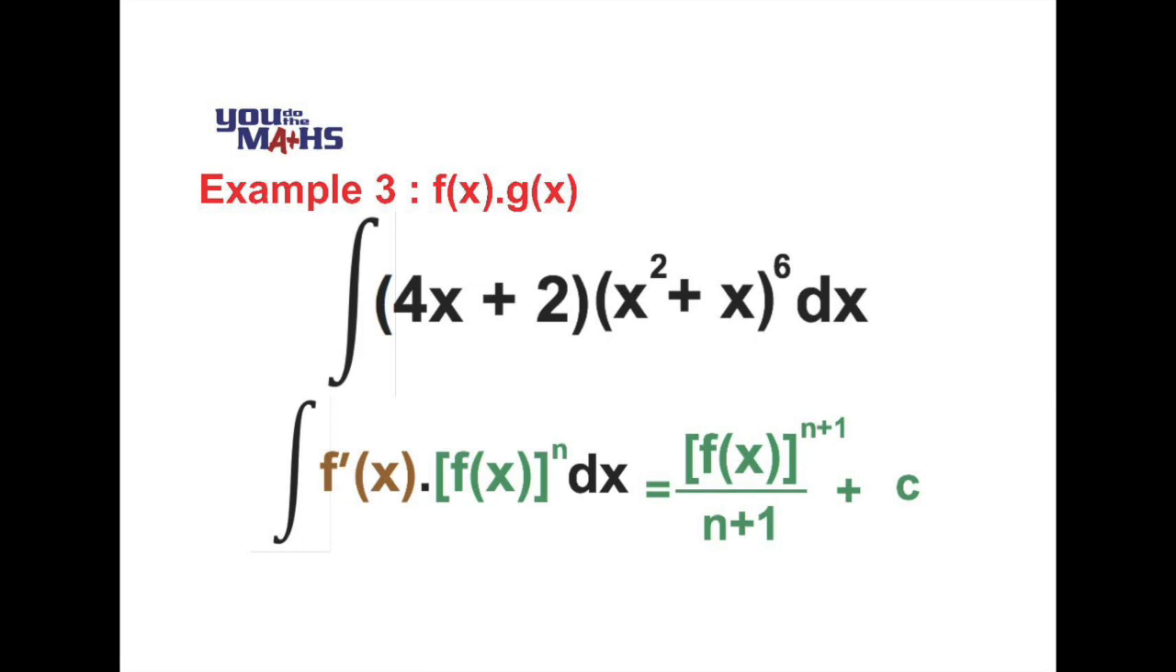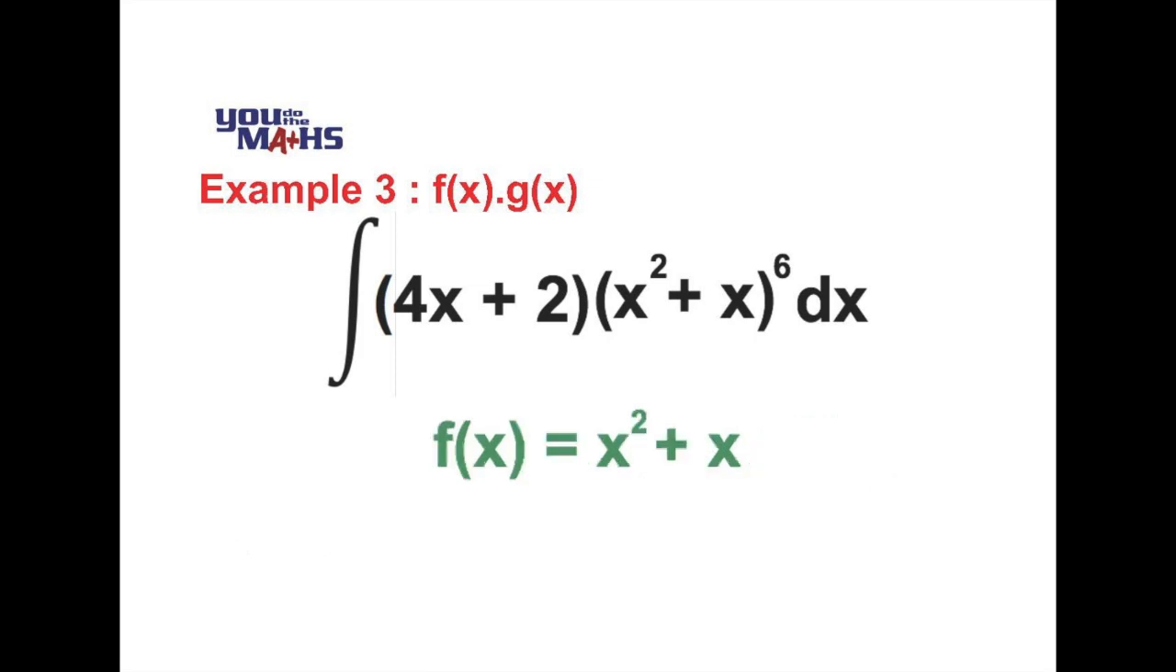We've got it here shown in brown, f dash at x. If that's the case, then we can write our solution down automatically. F at x to the higher power, in this case n plus 1, divided by n plus 1 plus a constant. So we'll look at the bracketed expression which is to the power 6 in isolation, and we'll call this f at x. So if f at x is equal to x squared plus x, we then need to identify its derivative. And in this case the derivative is 2x plus 1.